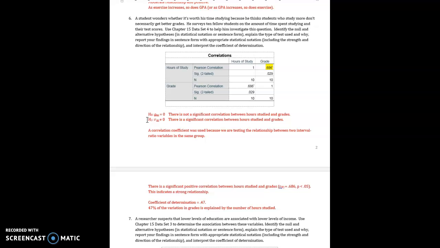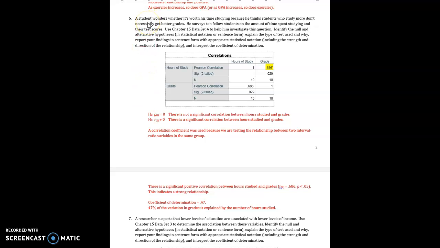Then for your alternative hypothesis, you have a choice. You need to determine if it's a directional hypothesis or a non-directional hypothesis, depending on how the research question is worded.